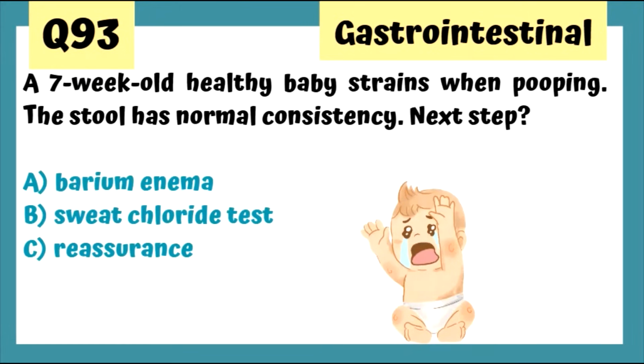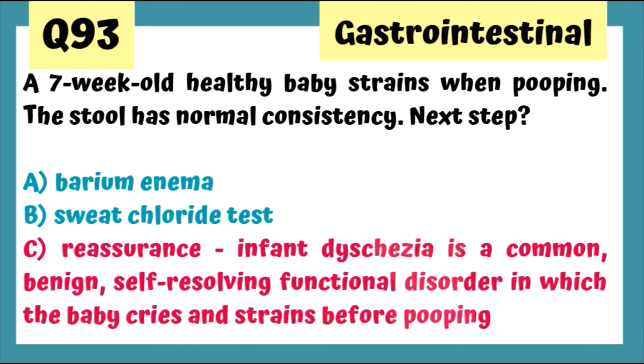Question 93. A 7-week-old healthy baby strains when pooping. The stool has normal consistency. What's the next step? So here we want to give reassurance, because here we're dealing with infant dyschezia, a common benign self-resolving functional disorder in which the baby cries and strains before pooping.